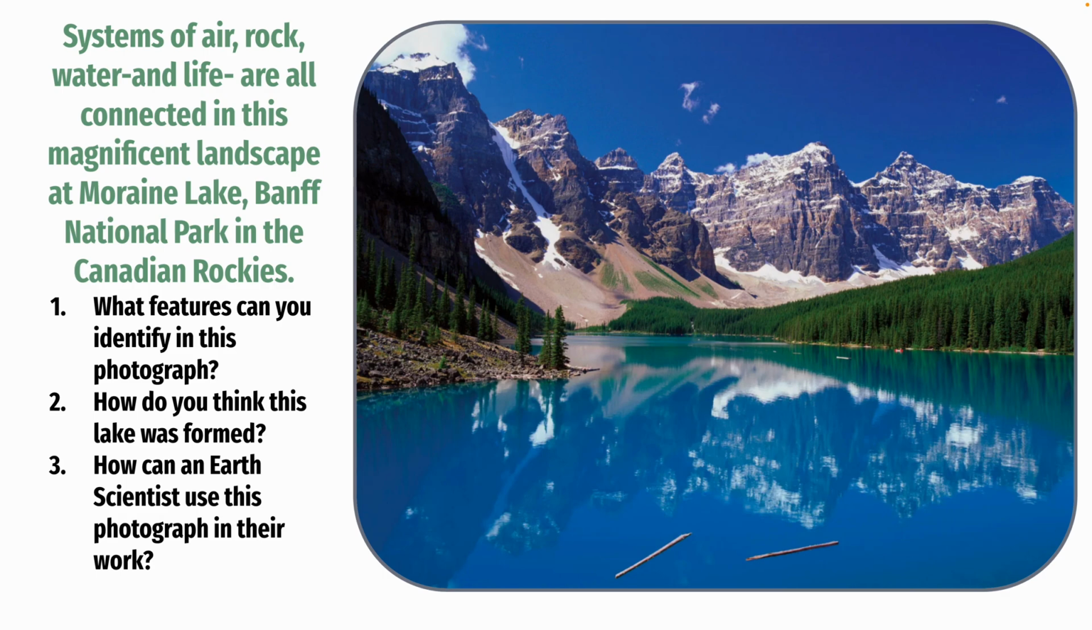Planet Earth is a series of giant systems, and even though sometimes they may not seem like they're connected together, everything's connected together. Earth is composed of systems of air, rock, water, and life. They're all connected.